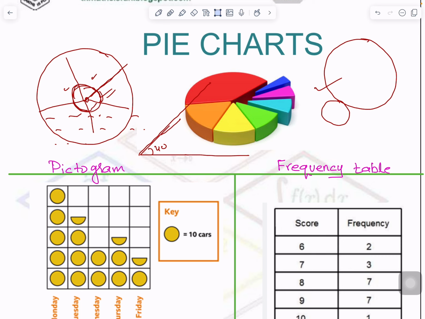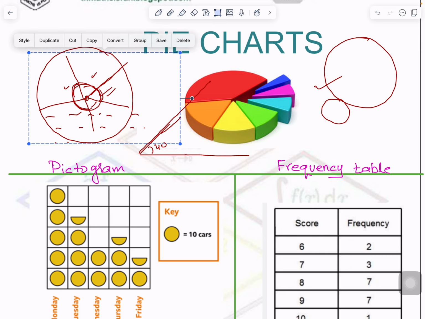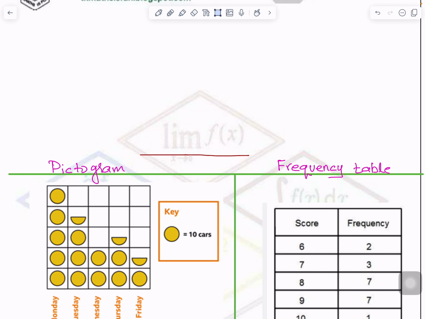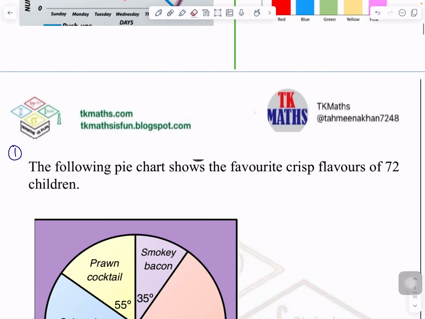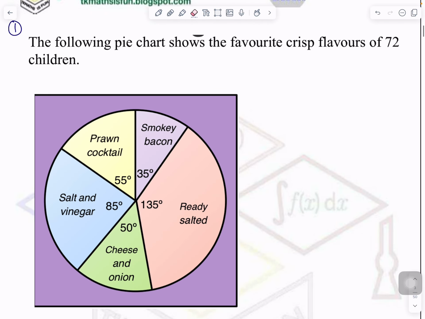Okay, so let's continue. So like I said, video number 1 will be based on basic question, basic foundation of the concept. So let's see here. So first thing is that information is given to you in the pie chart and you have to interpret it. In these 3 videos, I am not teaching you how to draw pie chart. There is a separate video for it.